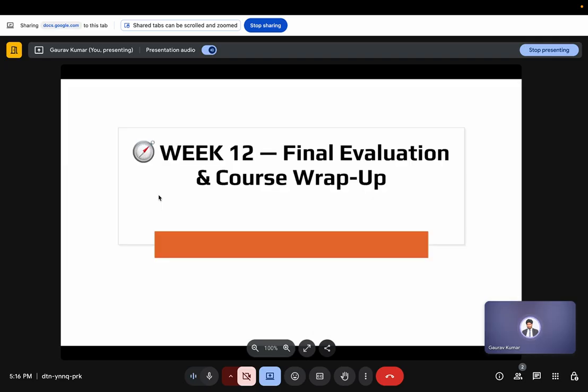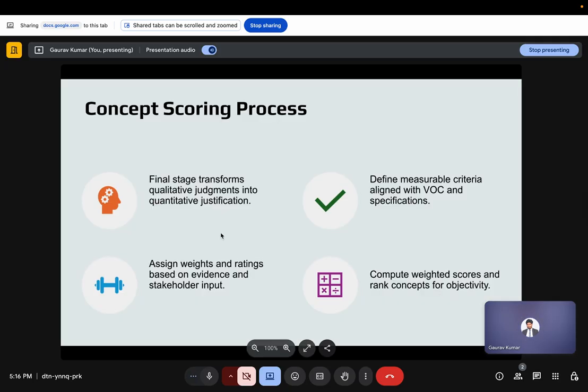Okay, now we are moving to the final course, week 12, final evaluation and course wrap-up. So what we will learn here: the concept scoring process, decision robustness and sensitivity, integration and improvements, documentation and traceability, and course synthesis and learning outcomes. Okay, so moving towards the next slide. The first one is the concept scoring process.